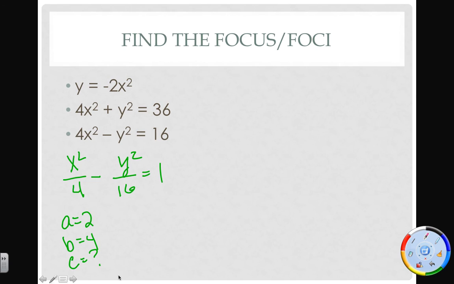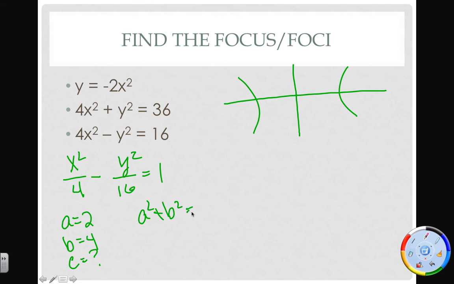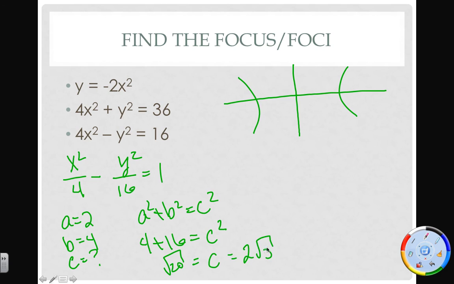Okay, so I need to figure out C because that figures out the foci for hyperbolas. By the way, this is an X version, so it opens like this. And I know that A squared plus B squared equals C squared. So I get 4 plus 16 equals C squared. C is radical 20, which is actually 2 root 5. Man, how simple are these? All right, so my focal points are plus and minus 2 radical 5, comma 0.